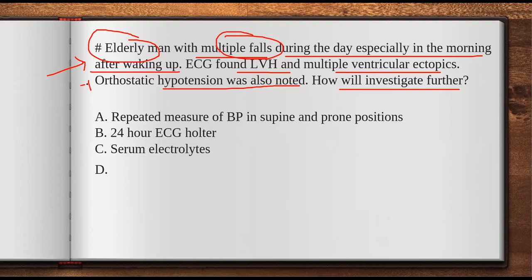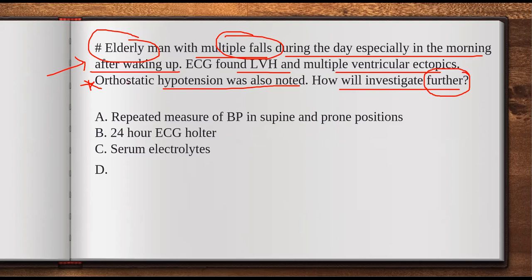Now, you already found orthostatic hypotension. Further, you have to look at the question pattern. They are asking how will you investigate further. If they would ask what will you do next, I would do A, because I want to confirm my diagnosis of postural hypotension. I would do repeated measurement of blood pressure in supine and prone position, which is the next thing to do.